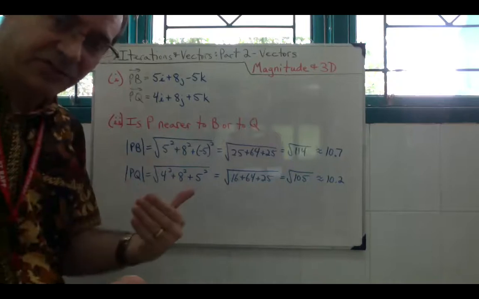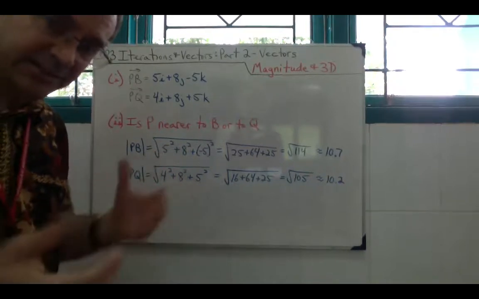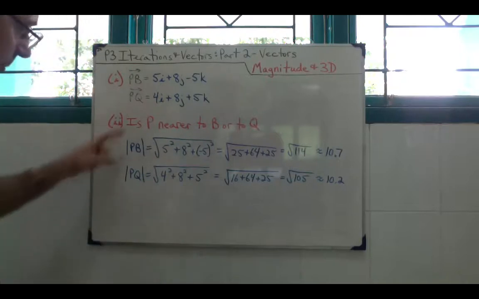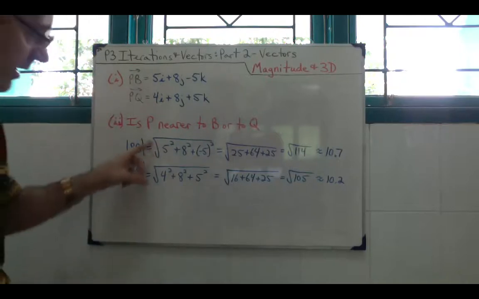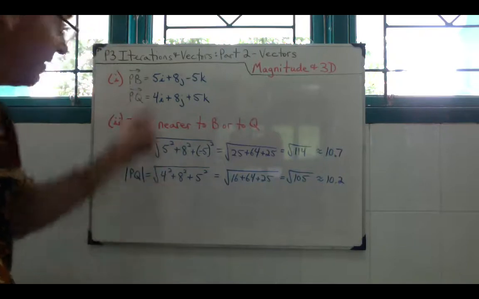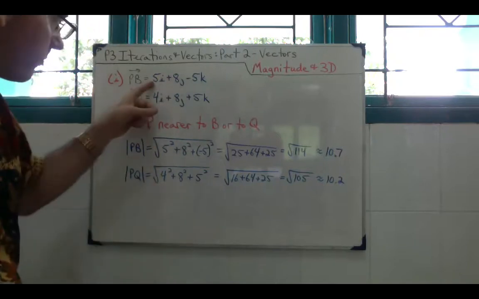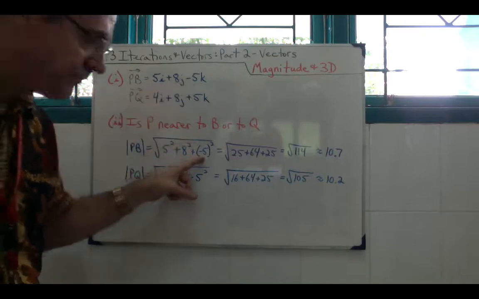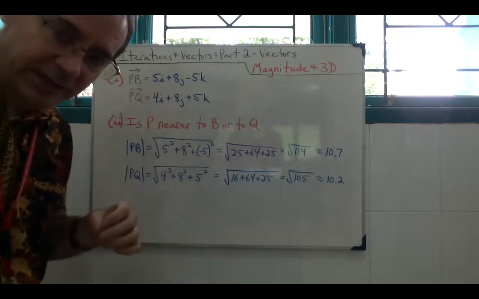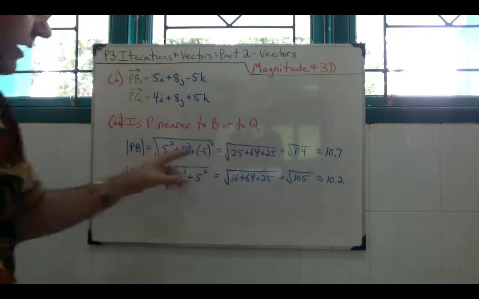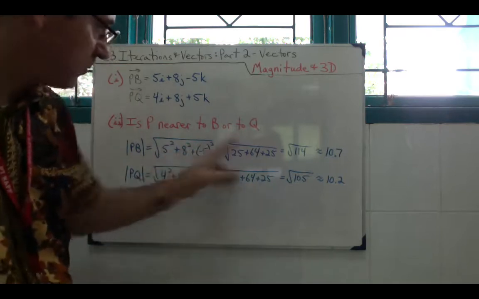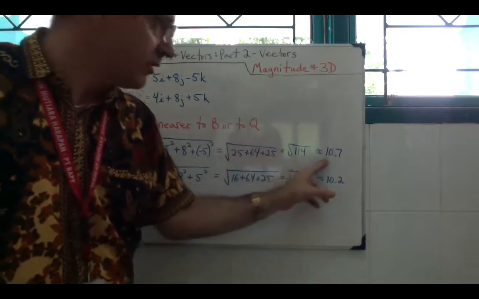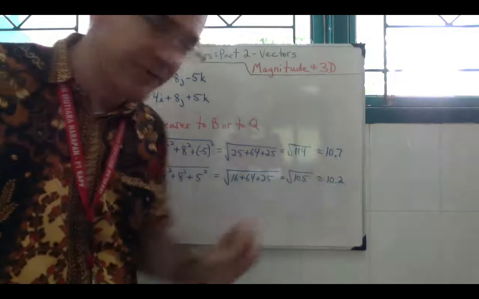Well, in order to answer that, you have to know the distance. Distance is magnitude. So we just talked about magnitude earlier. So the magnitude from P to B is, and you use your distance formula with your 3 values. So you have 5 squared plus 8 squared plus a negative 5 squared. And of course, the negative will cancel out with the square. So we get 25 plus 64 plus 25 is the square root of 114, which is approximately 10.7.